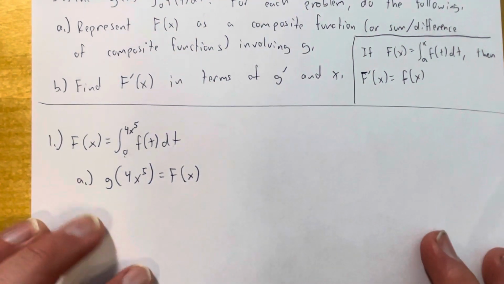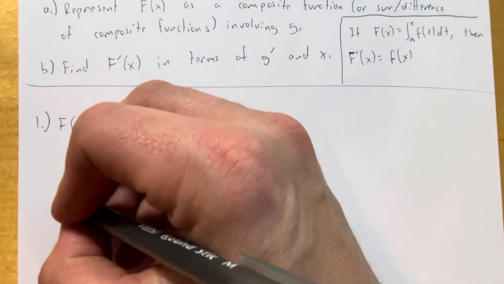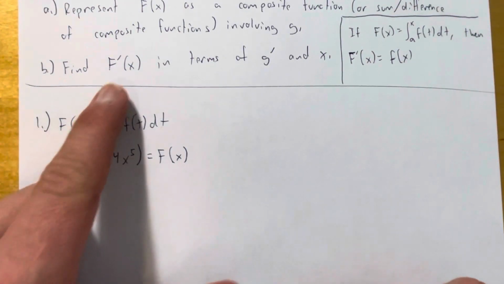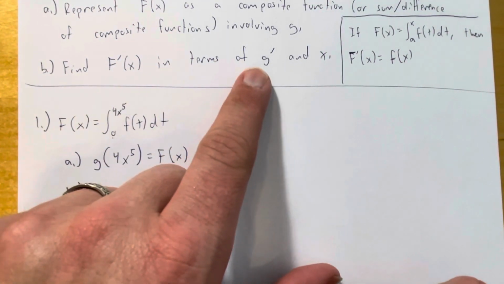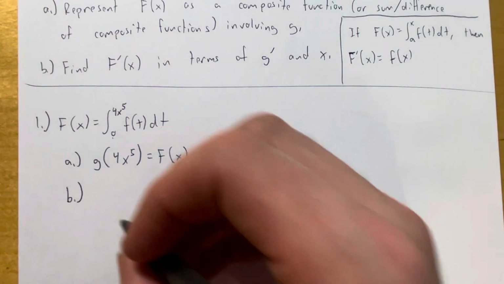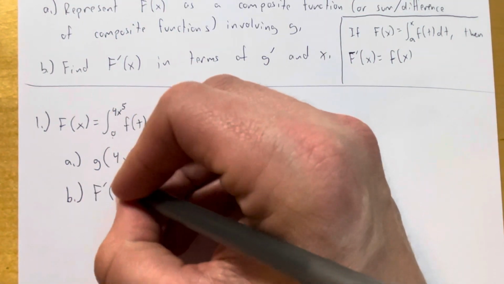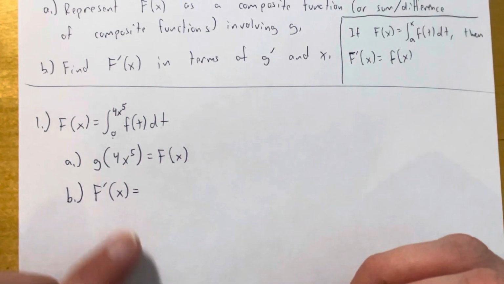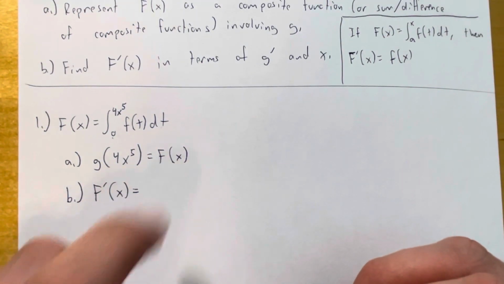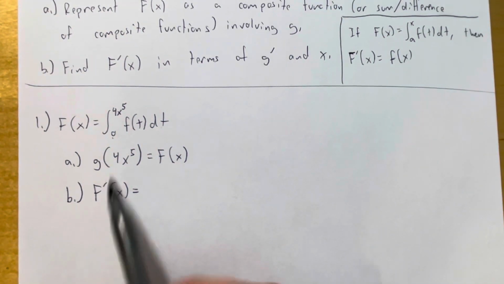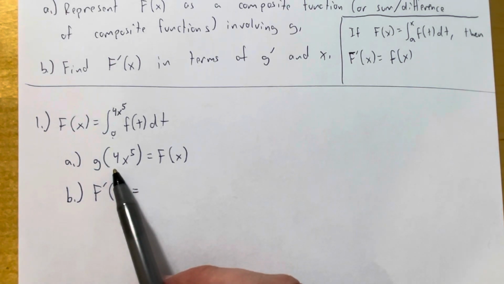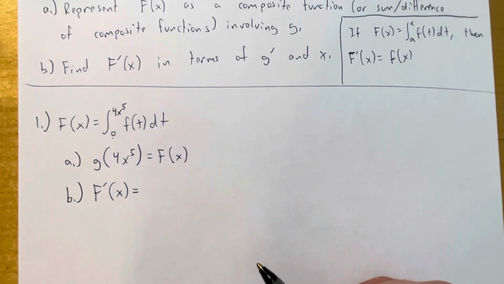That's all that there is to do for part A. Part B wants me to find f prime in terms of g prime and x. And really all this amounts to is if I'm going to take f prime of x, I'm taking the derivative of this, since that's what f of x is equal to. But this is a composite function, which means I have to use the chain rule to do that.